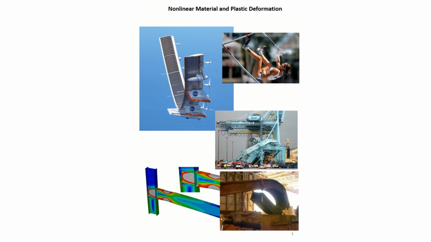This title slide shows a few photographs of some interesting designs. First of all, here we have a solar-powered spacecraft or aircraft designed by NASA, and you can see the extremely large elastic deflection in the aircraft. I don't think this was intended because a few photographs later, this aircraft ends up in the ocean due to wing failure.